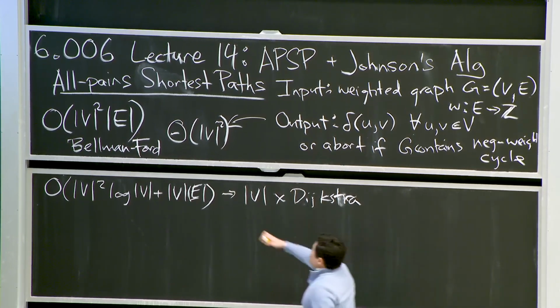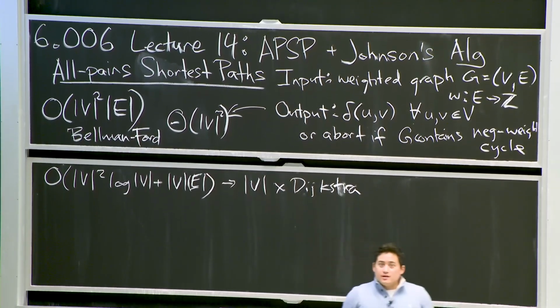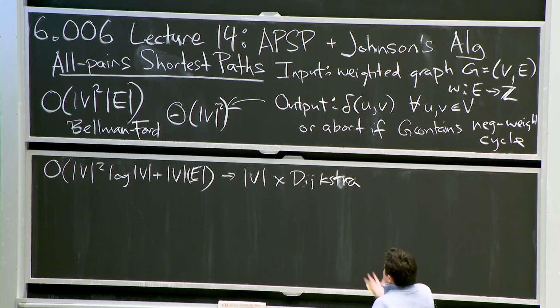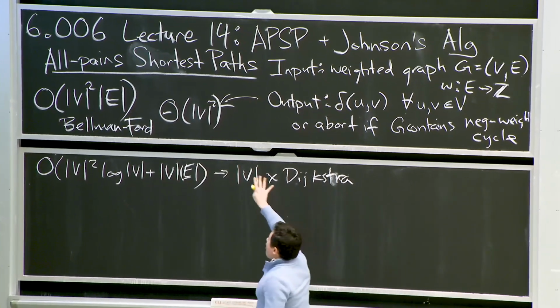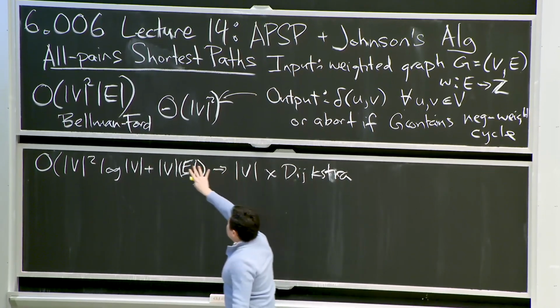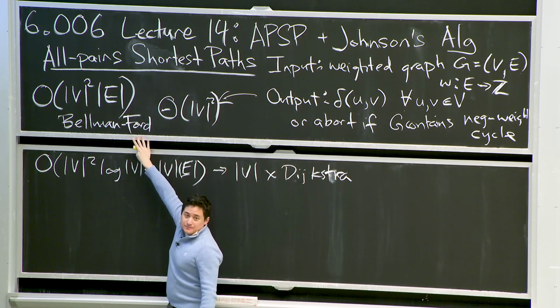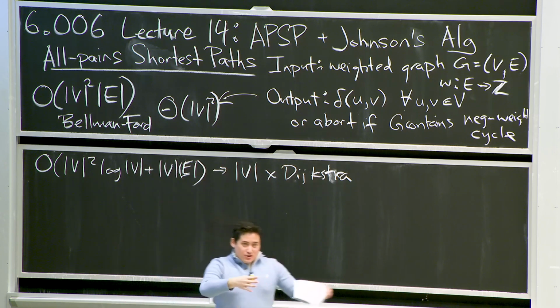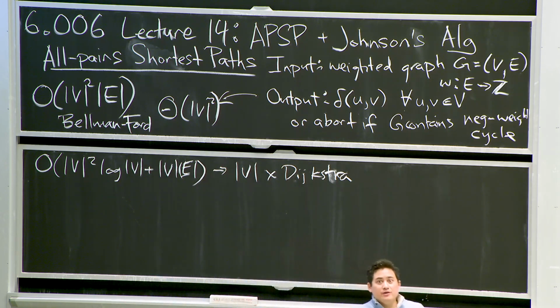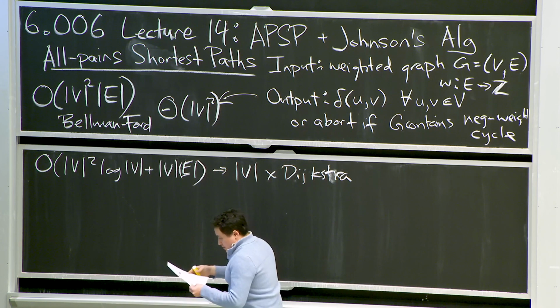We don't want to have to do this running time if we don't have to, right? That's the name of the game. And really, all we're going to do in this lecture is try to solve how we can make this running time faster by doing something a little bit more intelligent than running a single source shortest path algorithm from every vertex. Okay? How are we going to do that?